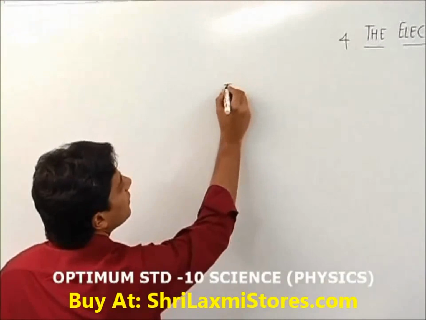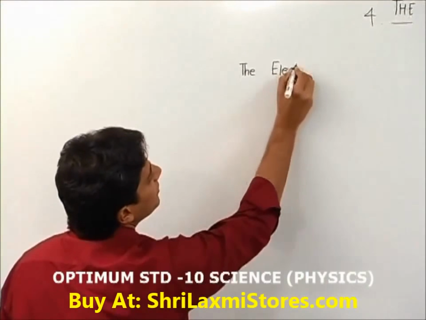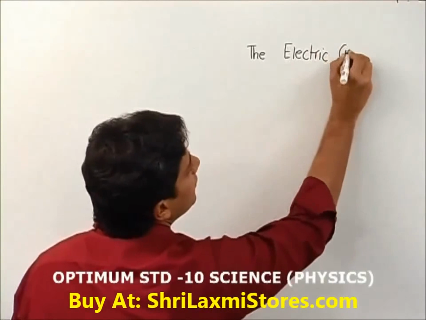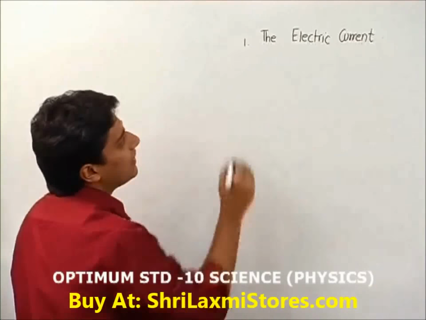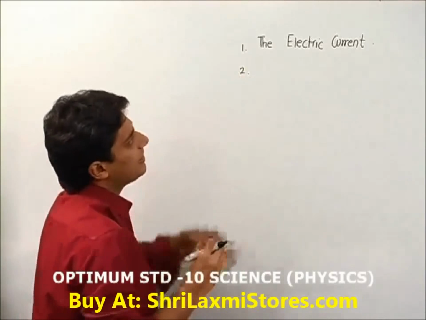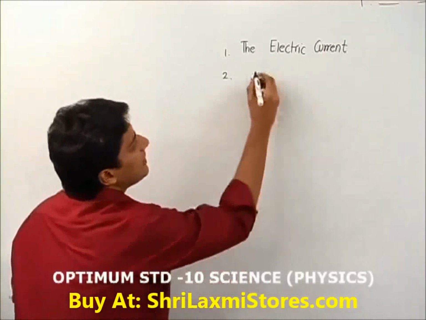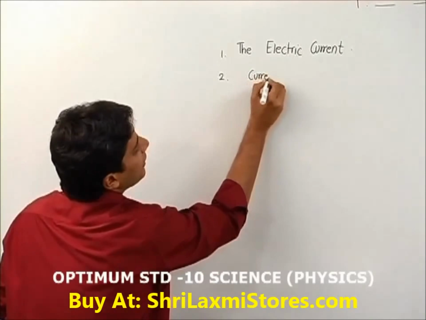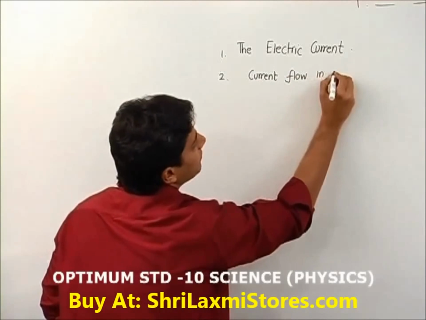That is the current, or I will say the electric current. So the first part I am going to do is electric current. This is about the current I am writing. Out of it, the first part is electric current. The second, current flow in a wire.